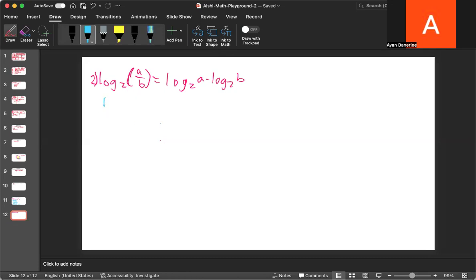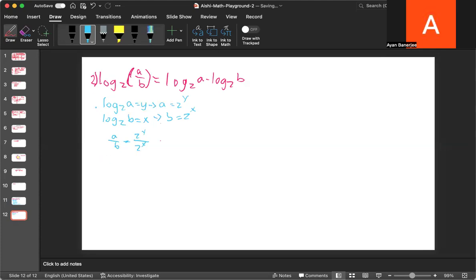So like we did before, we can say log ZA is equal to Y and log ZB is equal to X. And from this we get A is equal to Z to the power Y and B is equal to Z to the power X. Now like we did before, we're going to do A divided by B, which is then equal to Z to the power Y divided by Z to the power X.